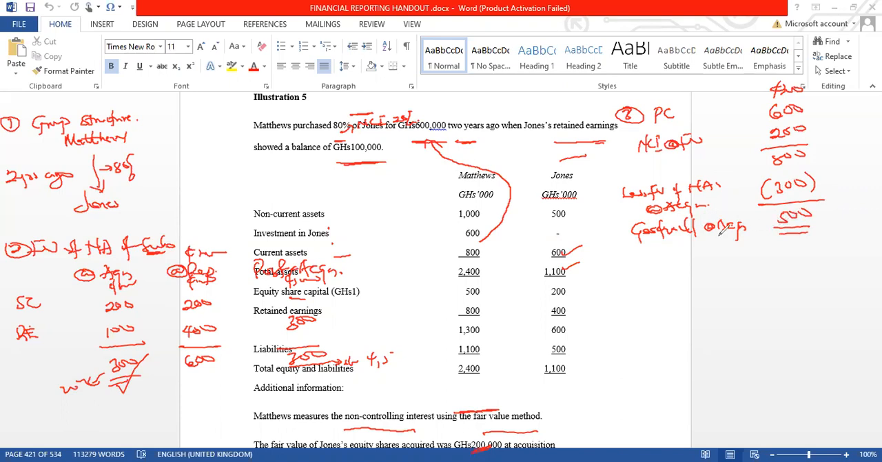All right, so that is that. You go to your workings for, there's no impairment in this person. If they were, we will just do it. Workings for NCI. So what you're going to do is that you need to bring in your NCI at acquisition. Don't forget, we pick this one from NCI at acquisition, which we are going to pick from where? Workings 3. All right. NCI at acquisition. All right.